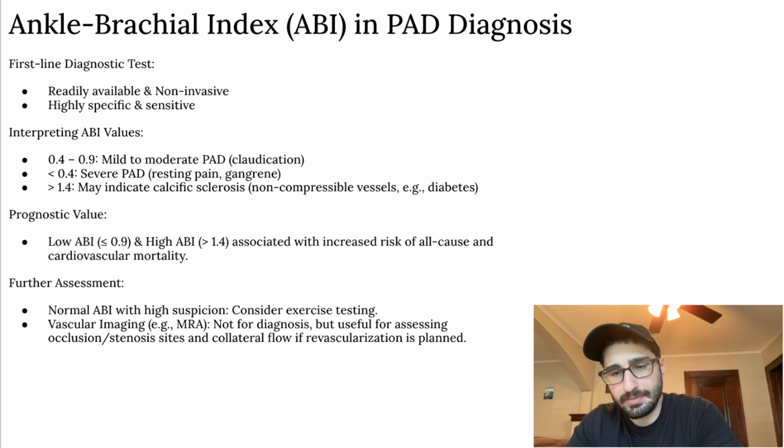In patients with a normal ABI and a high suspicion for PAD, exercise testing may be required. Vascular imaging like MR angiography is not required for diagnosis, but it will help assess sites and extent of arterial occlusion or stenosis, as well as collateral blood flow if revascularization is planned.